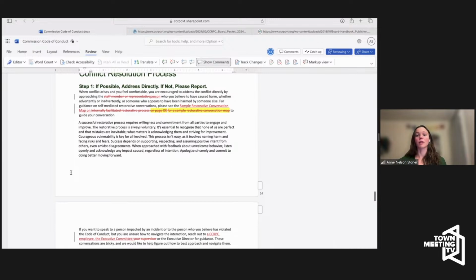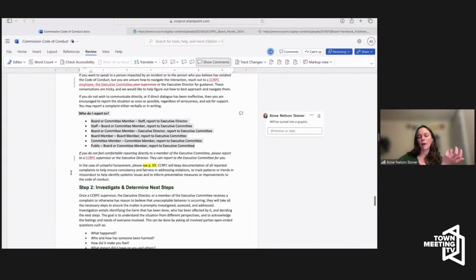So step 1, if possible, address directly. We'll share resources to do so. The Community Justice Center has helped build out a few resources for how to have these conversations. They're not easy. And if you don't want to address it directly, then please report it.